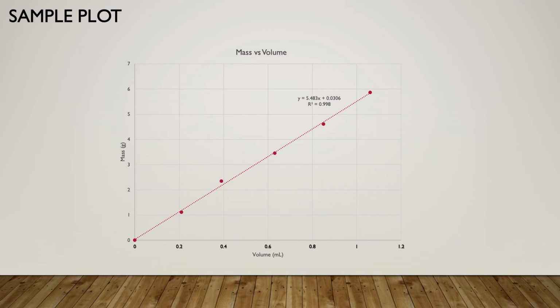And then our goal, like I said, is to make these linear regression lines or add these trend lines to our plots. And we're going to look at the slope. So you do want to display the equation of your linear regression line here. And here we see this is the slope of our line, 5.483. That means the density for this particular substance would be 5.483 grams per milliliter, right? Because again, mass in grams, volume in milliliters for our units there.